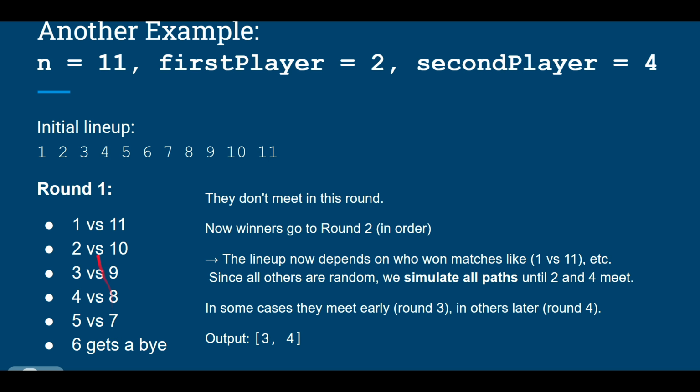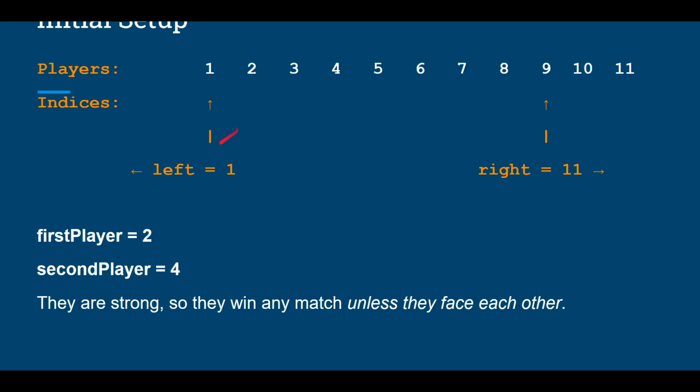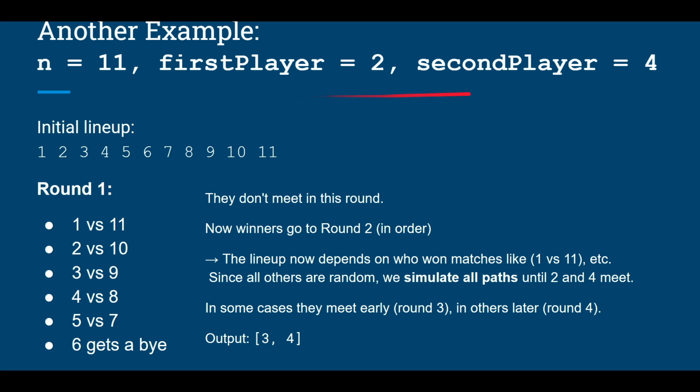to fight, right? So they don't meet in the round, because we haven't seen it in the first round. In this round the first player and the second player do not fight with each other, in round 1. So now the winners go to round 2 in an order, right? So the lineup now depends on who won the matches, right? 1 vs 11 and so on, that we have given, right?